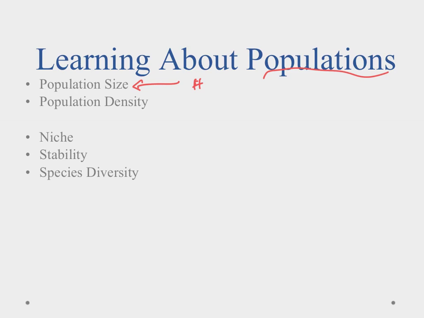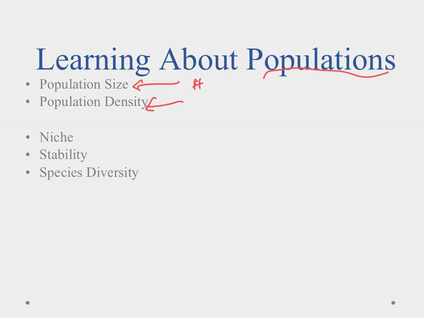Once we know the population size, we can find out the density, and that kind of tells us how many individuals are in a given representative amount of space. So when we talk about human population density, we'll notice that in cities, it's a lot greater than it is out in the country where you can spread out a little bit more.